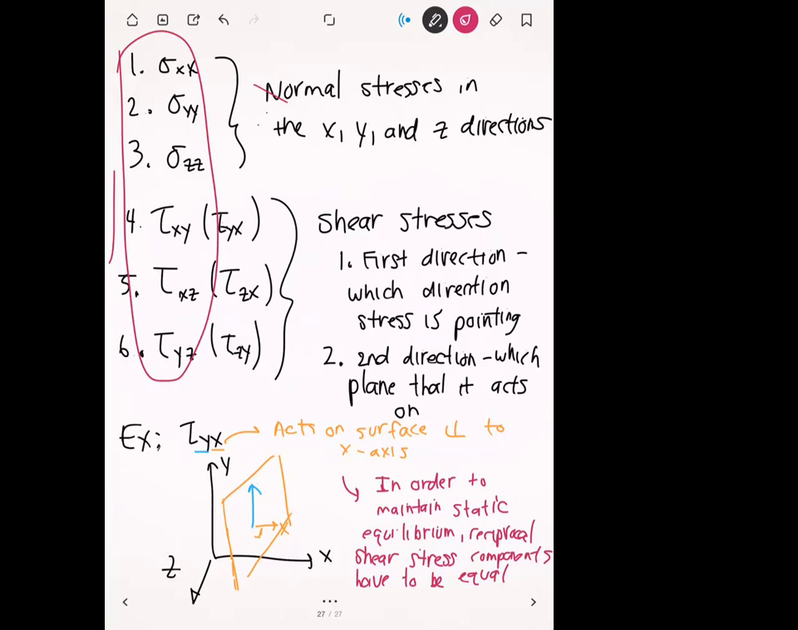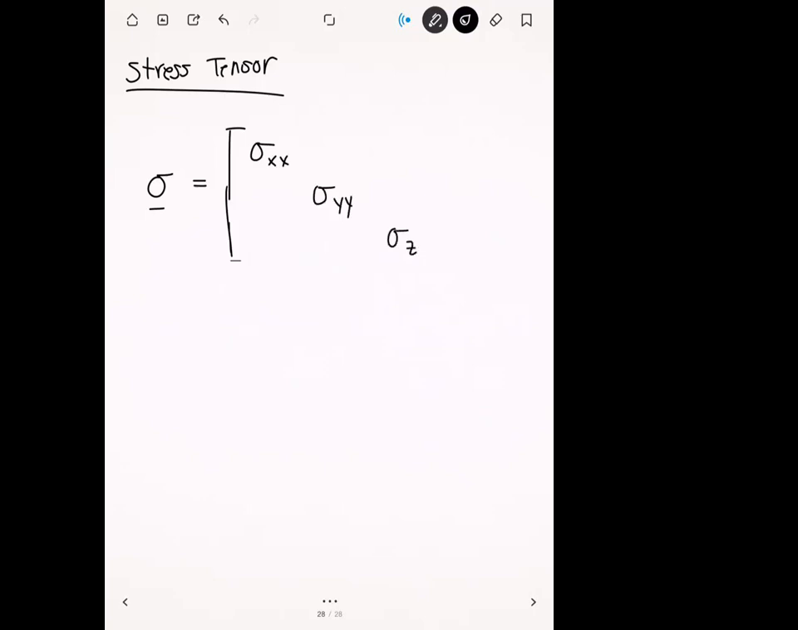All right, so let's go over the stress tensor. Have you guys heard the term tensor before? Do you know what that is? Okay, that's good. It's just a matrix. The stress tensor is a 3x3 matrix. And in fact, I think this particular stress tensor is the Cauchy stress tensor.